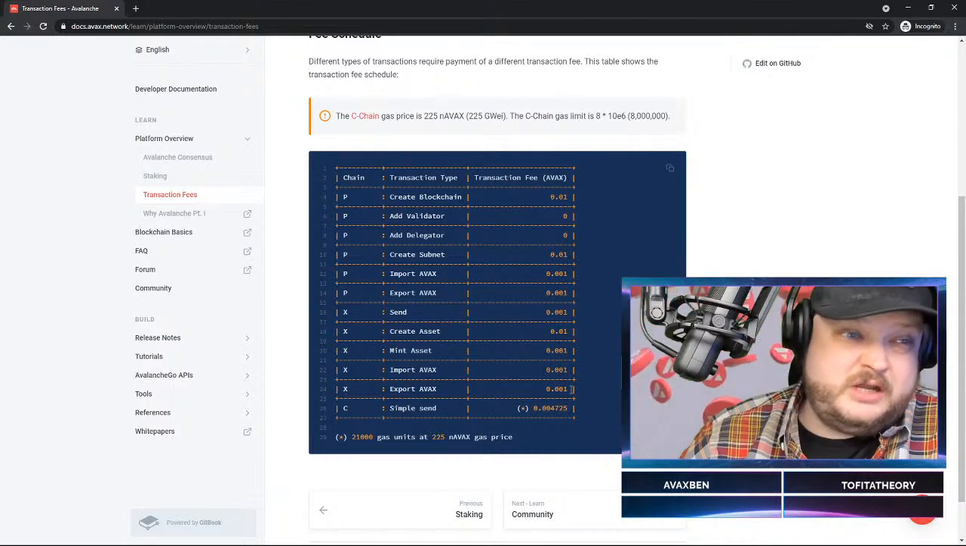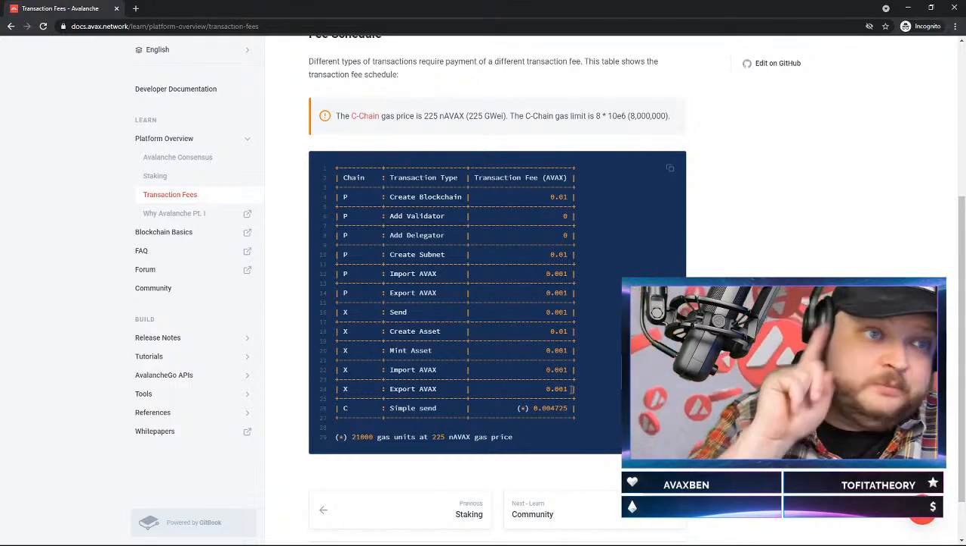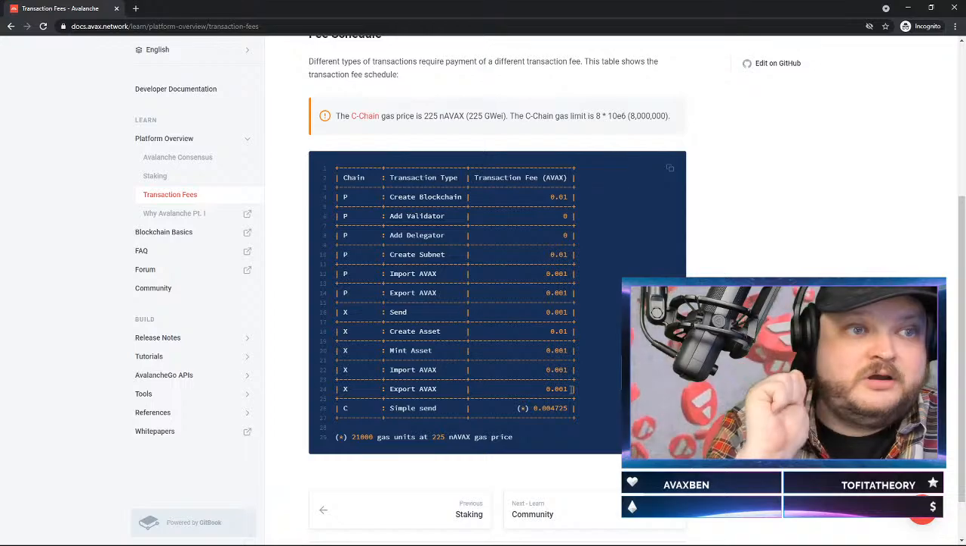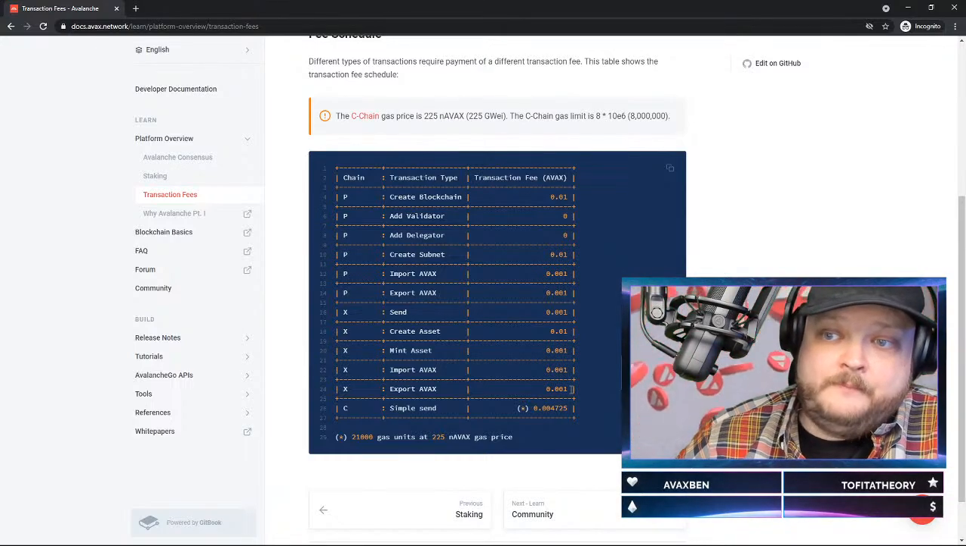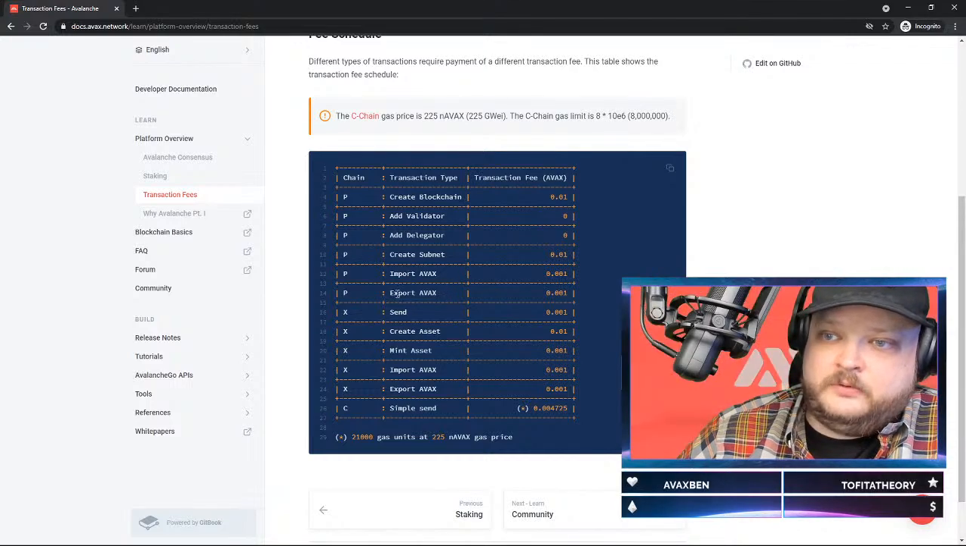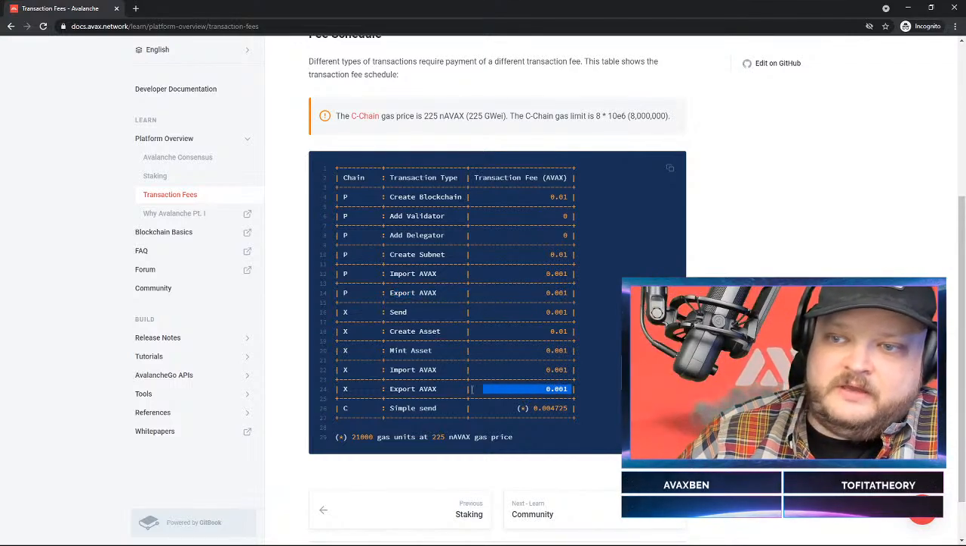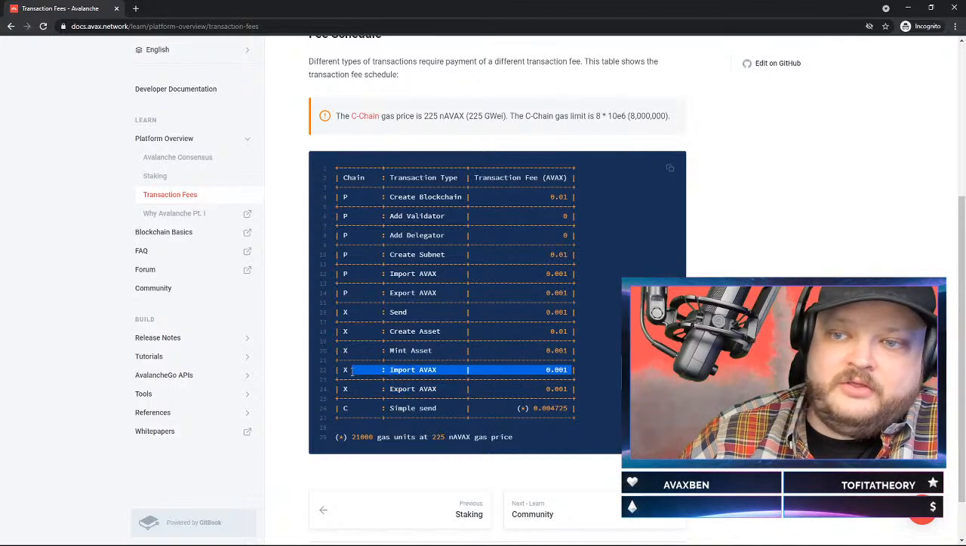They're just simple transfers. The only difference is there's an export cost on the P chain and an import cost on the X chain. So you're actually paying double the amount of fees. You pay the first fee to export on the P chain and then the same fee again to import on the X chain.